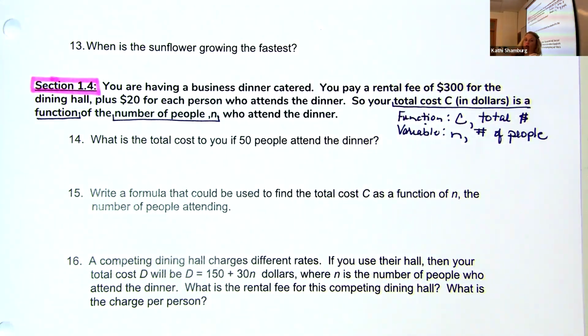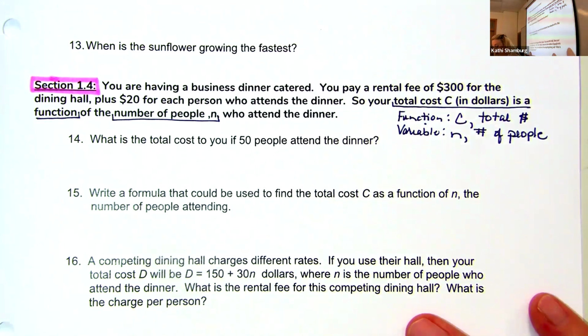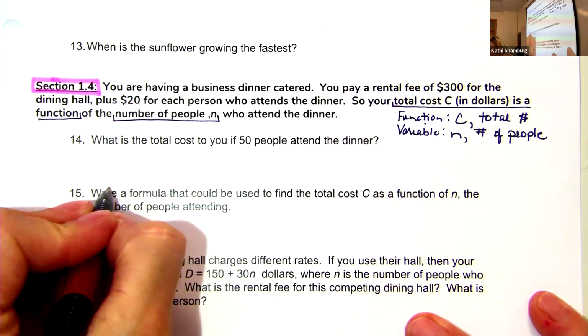14 asks for a total cost for a specific 50 people attending the dinner. I want to jump down to 15 first and go ahead and write the formula.